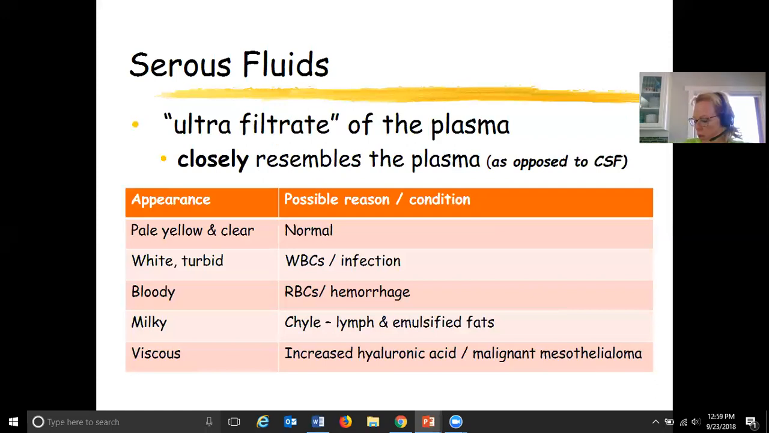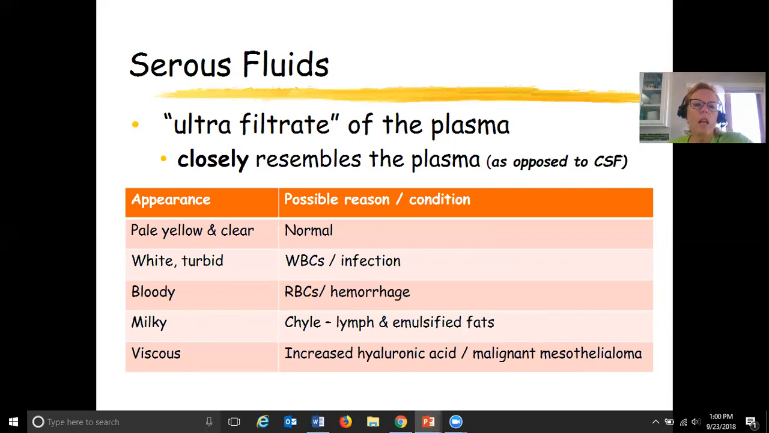So serous fluid is different from spinal fluid because serous fluid is an ultrafiltrate of the plasma. So it's actually derived from the plasma. Again, like I said, the word serous comes from the word serum, related to plasma. So it closely resembles plasma. It's not a whole separate fluid as spinal fluid is.